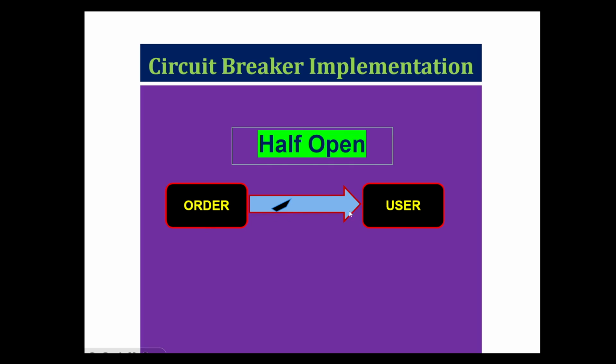If the order service makes a request after we restart the user service, we are going to make 2 consecutive requests. If both the consecutive requests are successful, in that case it will enter into the closed state, meaning it will enter into the healthy path scenario wherein order service keeps on sending the request to the user service. If the 2 consecutive requests fail, or any of the requests fails, then it will enter into the open state again. In that case, it will stop sending the request to the user service. So all these states we are going to implement in this video.